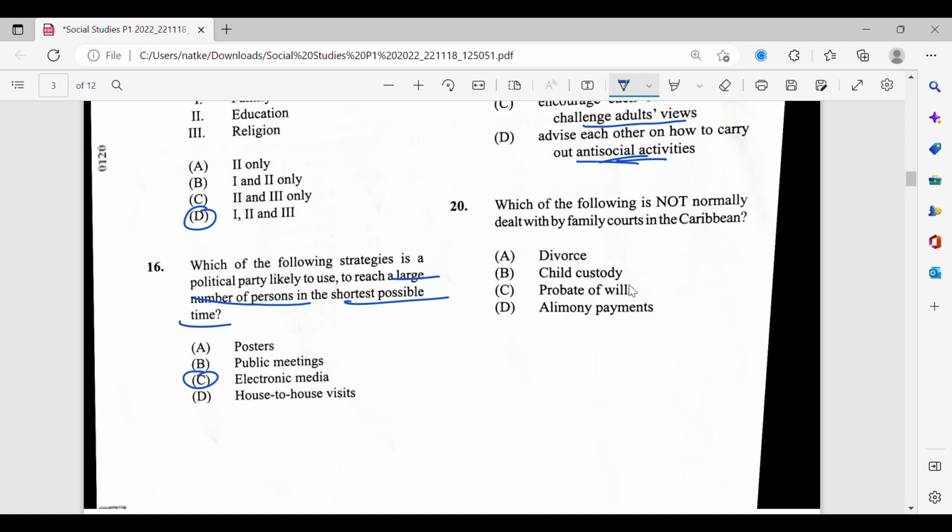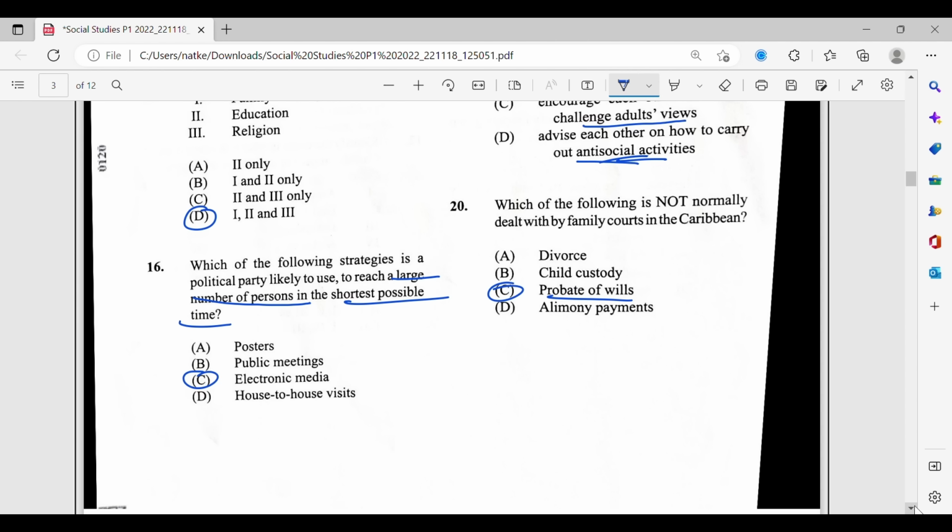20. Which of the following is not normally dealt with by family courts in the Caribbean? So divorce, child custody, probate of wills, alimony payments. So it would have been probate of wills. This is estate related. So the answer for 20 is letter C.